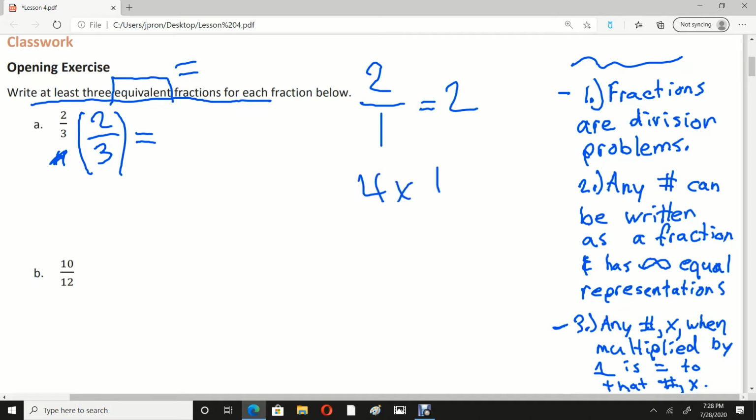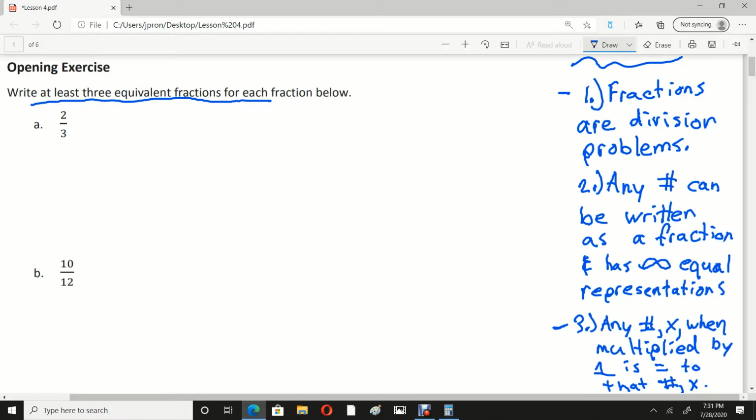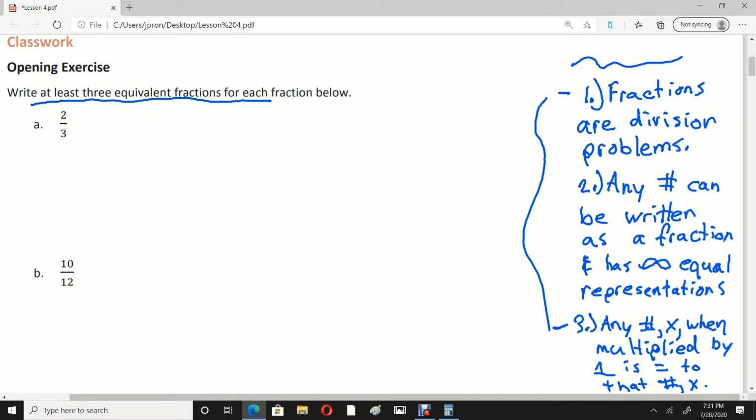4 times 1 is 4. 2 times 1 is 2. If we multiply 2/3 times 1, that would equal 2/3. So how are we going to use this information to help us come up with some equivalent fractions for these examples? Well, we know that any number can be written as a fraction, and that any number multiplied by 1 is the same as that number. So what we're going to try and do is we're going to multiply 2/3 times 1, but not just 1.